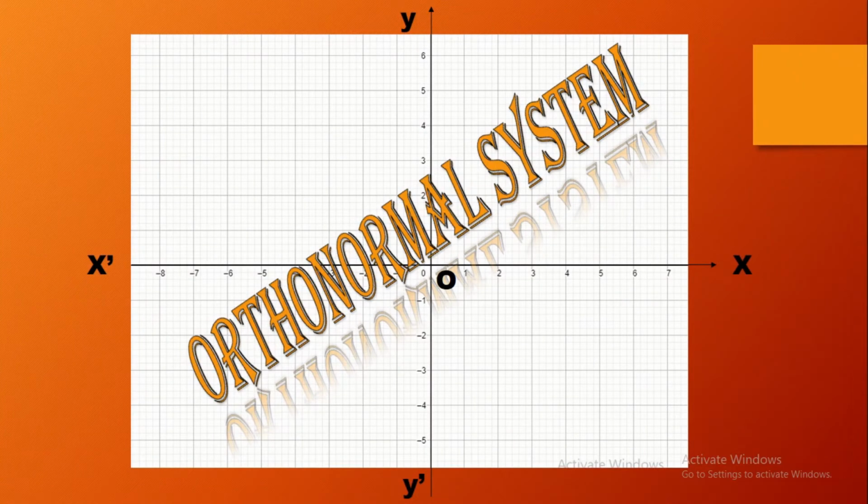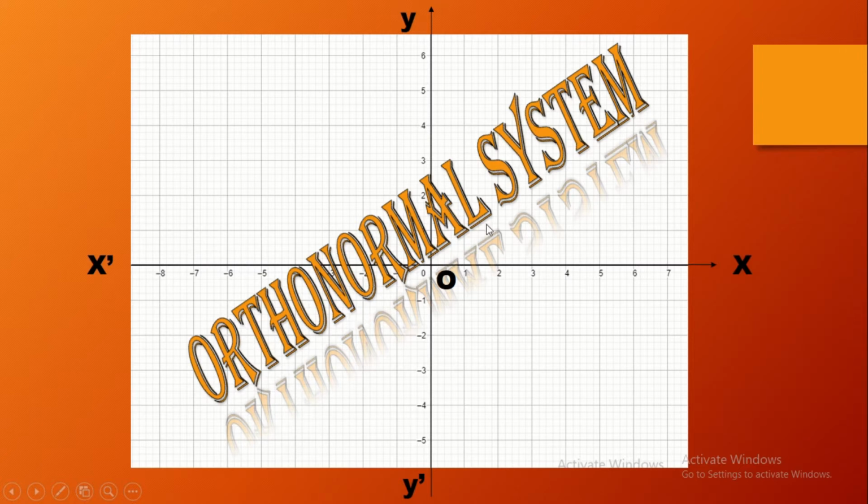The coordinate system is also said to be the orthonormal system. Ortho means orthogonal, perpendicular. As you see here, the two axes y prime o y and x prime o x are perpendicular to each other. They form an angle of 90 degrees. That's why we say they are orthogonal.